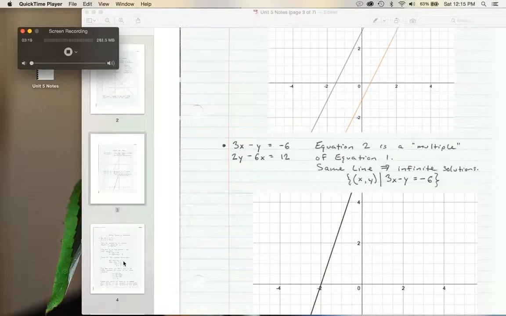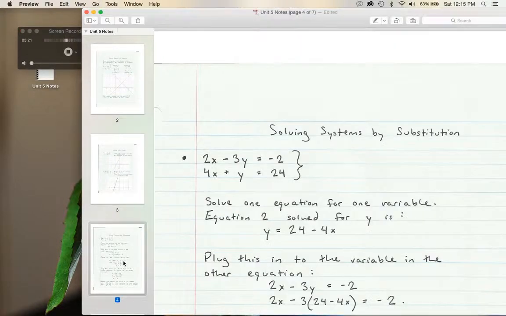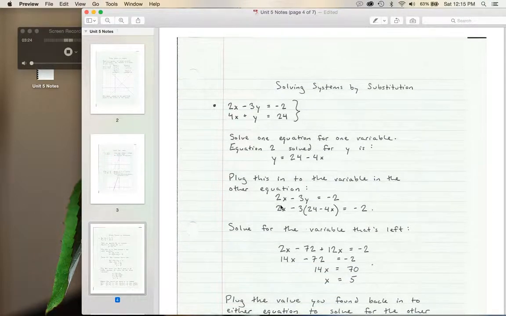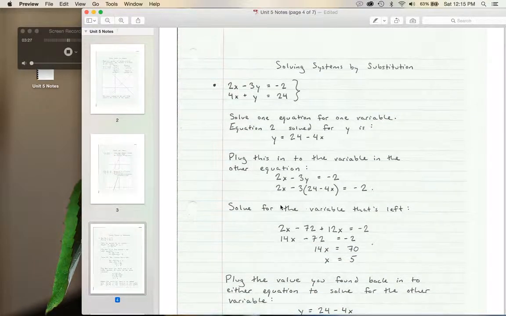infinite set of solutions. What I want to talk about next in the next page of notes is that we don't always have to graph to solve a system of equations. There are other methods at arriving at a solution that satisfies both equations. One method is the method of substitution. So I'm going to show you an example of how substitution works with this system here.